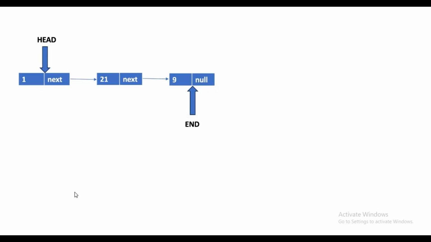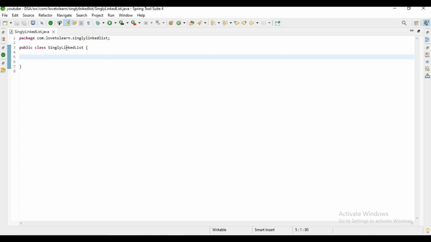In our upcoming tutorials, we will discuss operations on single linked list. For now, let's start with the representation of single linked list. If you observe here, I have already created a class named single linked list. Now let's complete the representation here.